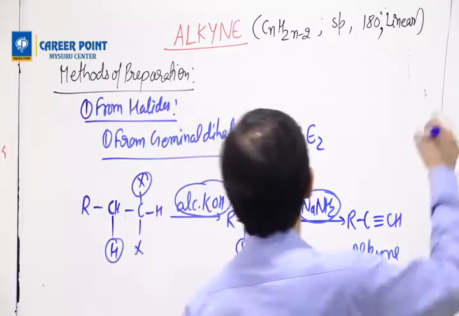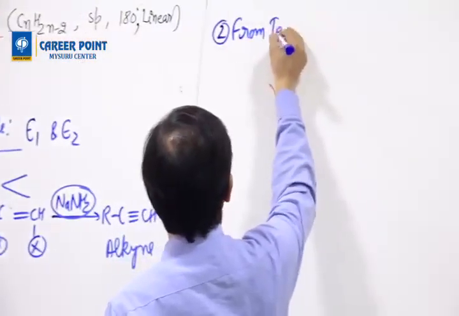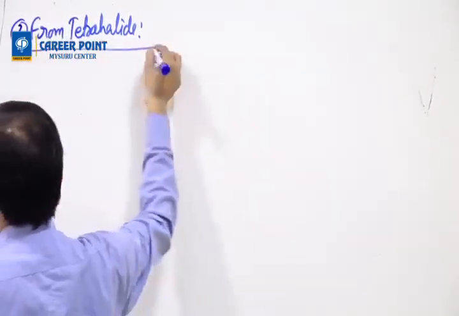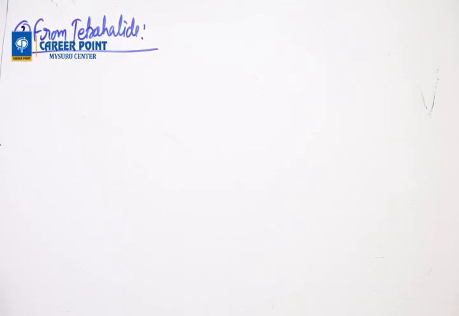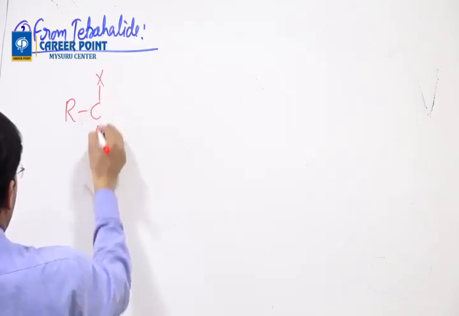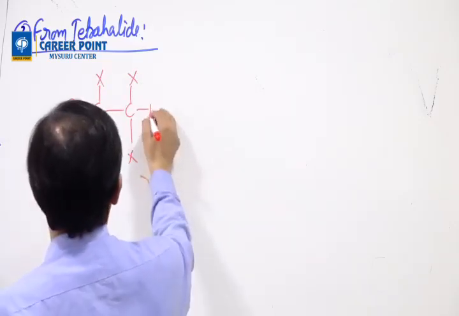Right, so the next one is from tetrahalide. Next one is from tetrahalide. So the tetrahalide is RCX, X, X, X and H.